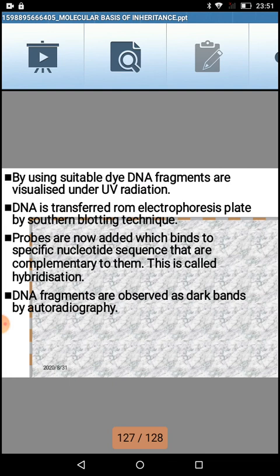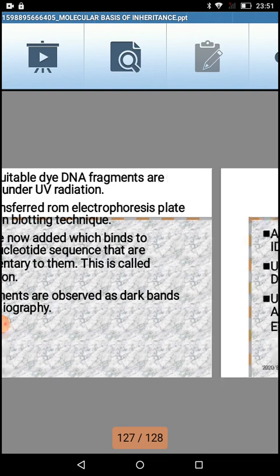DNA fragments are observed as dark bands by autoradiography. That is a technique where the bands of the DNA can be observed, and so on an X-ray film we can get the bands there.